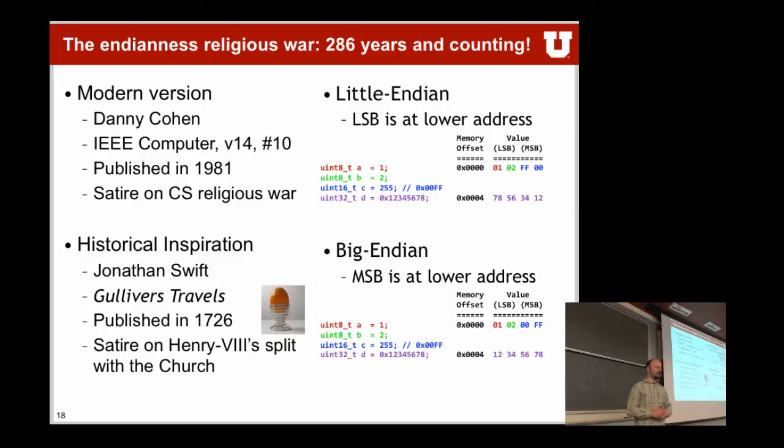It was also published in a satire on the CS religious war in 1981 by Danny Cohen. It's a fun read if you want to look at it. And actually the conclusion really is that it doesn't matter if you go big endian or little endian. Just do whatever you want to do. In the end, it's all the same. It's just bits and bytes.